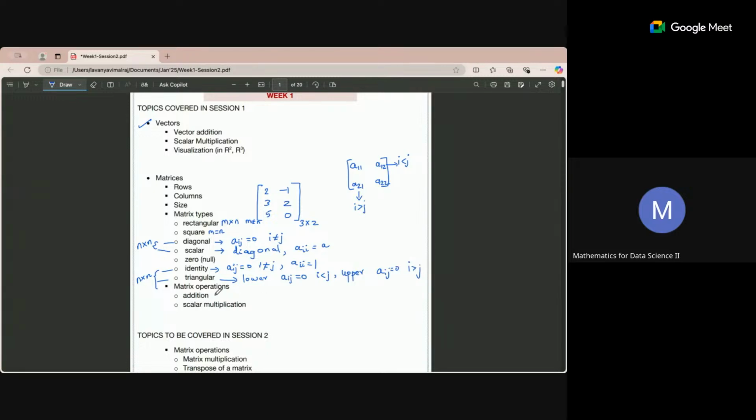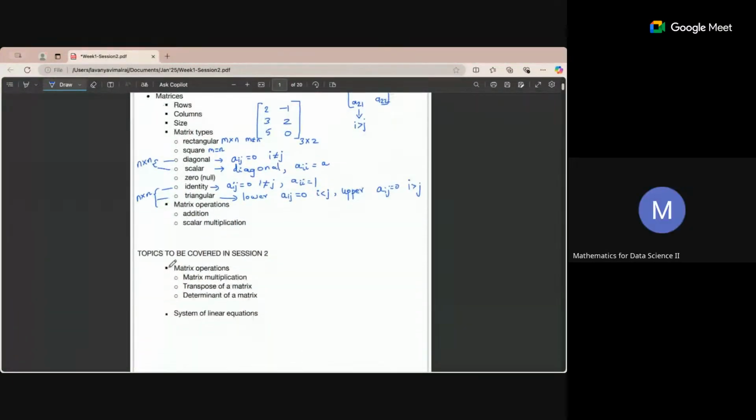Okay. And then you know how to do addition of matrices and scalar multiplication of matrices. We have already given an introduction to matrix multiplication. Today we will see some examples, and then we will see two more matrix operations, transpose and determinant.